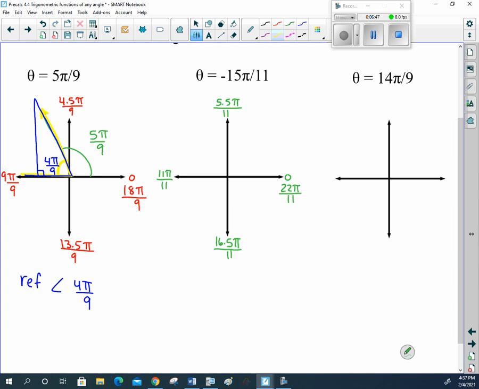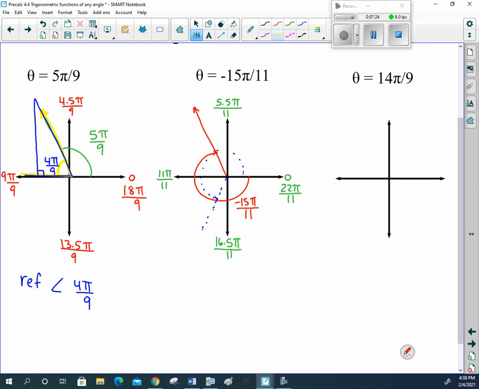Okay, so now I kind of know what's going on. A negative 15 pi over 11. Now, if I wanted to see where I'd be at, a positive 15 pi over 11 would go about right here like this. So if I'm going to do a negative, then I'm going to rotate the other direction, the same spacing. So I'm going to start here, and I'm going to end here. Okay, that's going to be a negative 15 pi over 11.